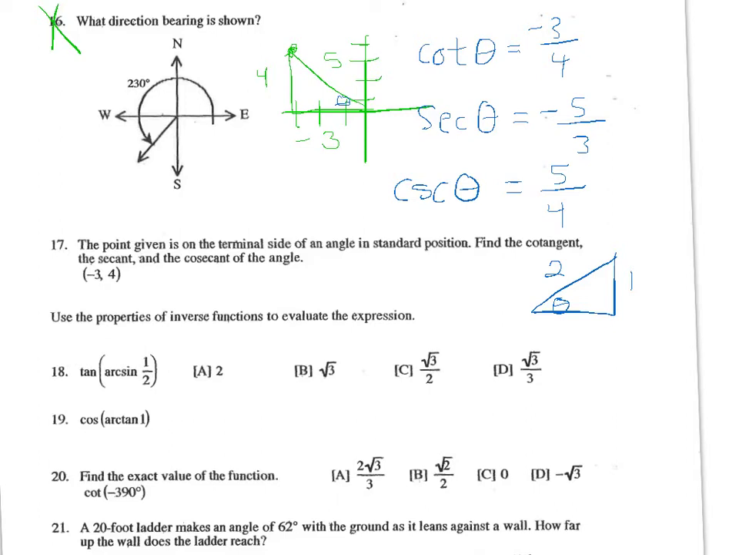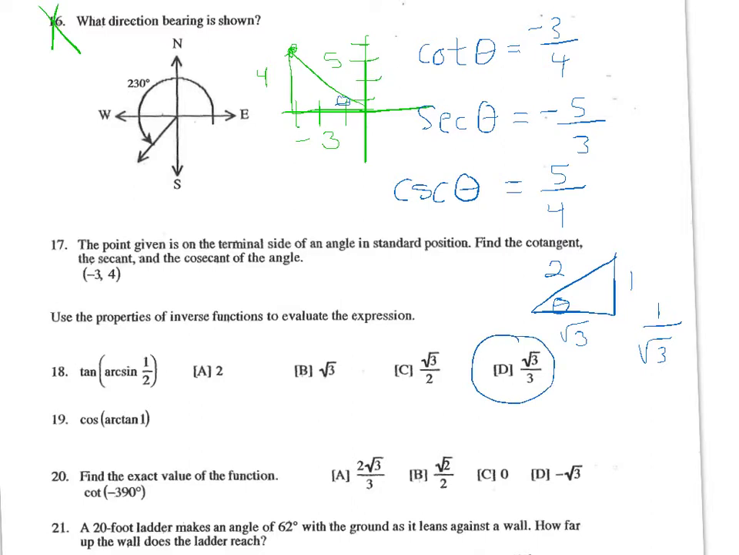We can tell that this is a 30, 60, 90 triangle since the opposite side is 1 and the hypotenuse is 2. So the side we're missing is the square root of 3. So then the tangent would be 1 over root 3. And if we rationalized it, we would have root 3 over 3.